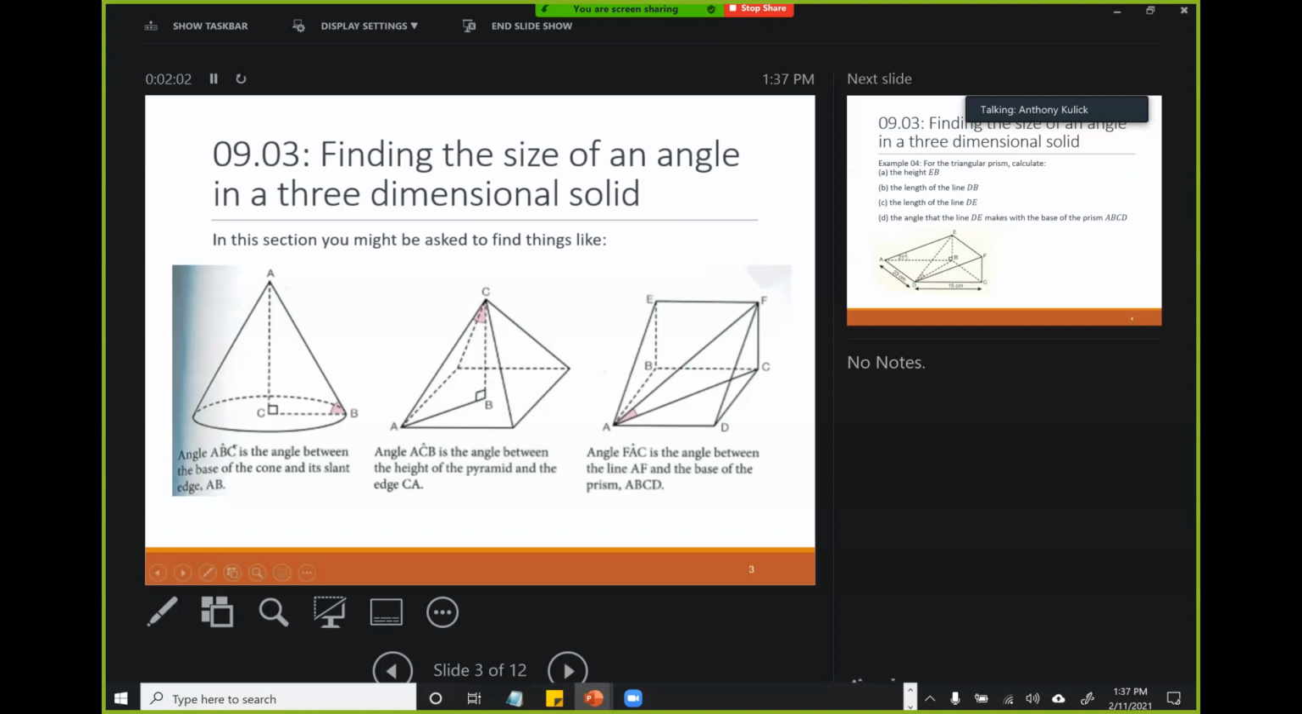All right. Or you might be asked to find the angle between the height of a pyramid and its edge. So that's this angle ACB. Or you might be asked to find the angle between a line, that's an internal diagonal it looks like, and the base of the prism. So that's this angle FAC. Oh, FA is an edge. I don't know why it said line. It probably should have said edge, but whatever.